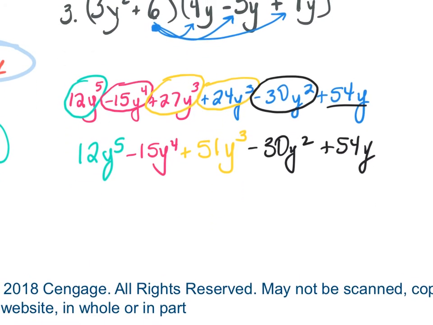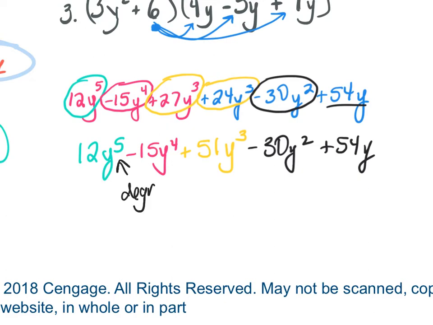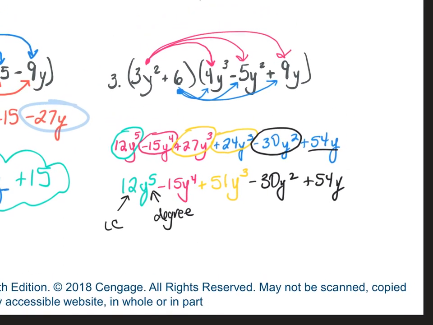Again, we are written in standard form because our exponents go from biggest to smallest. My degree of this polynomial would be to the fifth degree, or 5. And my leading coefficient would be 12, the number in front of the variable that has the highest exponent.